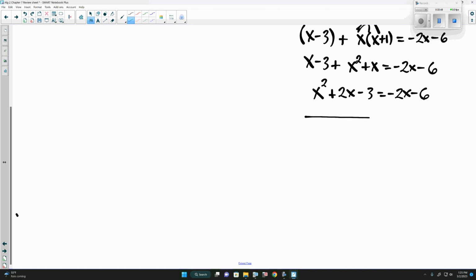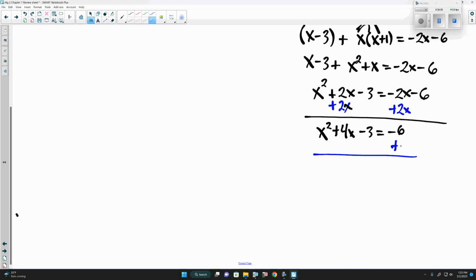We need to get it equal to 0, so the next thing we can do is add 2x to both sides, which would give us x squared plus 4x minus 3 is equal to negative 6. Then we could add 6 to both sides. So we have x squared plus 4x plus 3 is equal to 0.